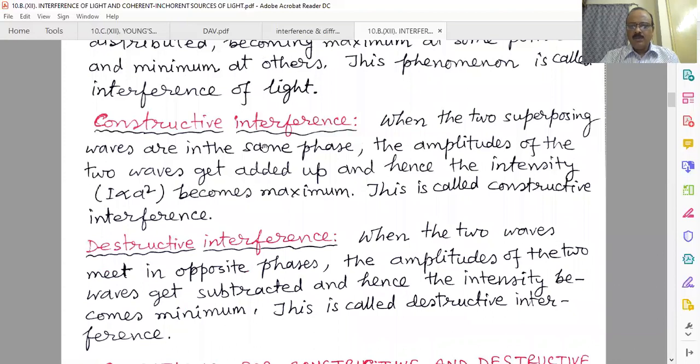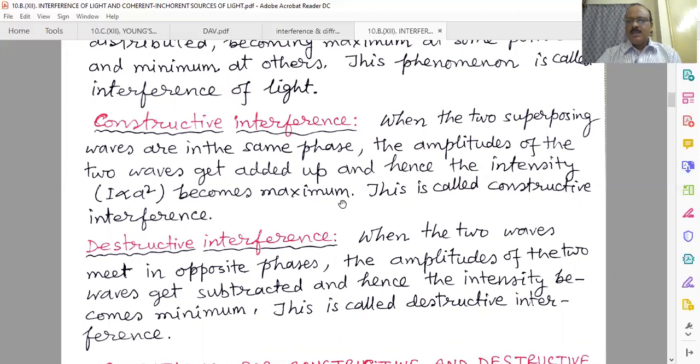And there are two types of interference, and they take place simultaneously. Number one, constructive interference: when the two superposing waves are in the same phase, the amplitudes of the two waves get added up, and hence the intensity, which is directly proportional to the amplitude squared, becomes maximum. This is called constructive interference. That means at the point where the two waves meet in the same phase, same phase means crest with crest, trough with trough.